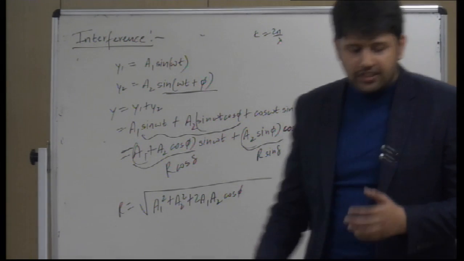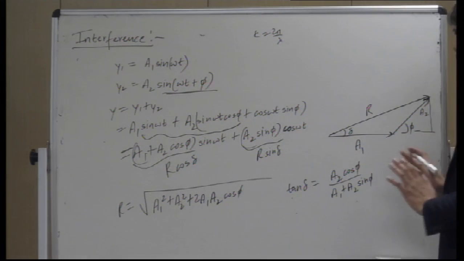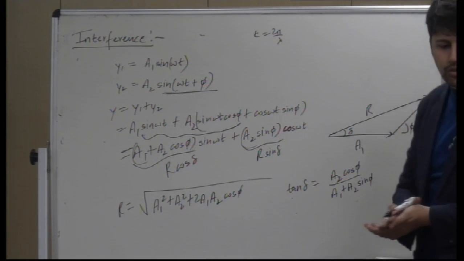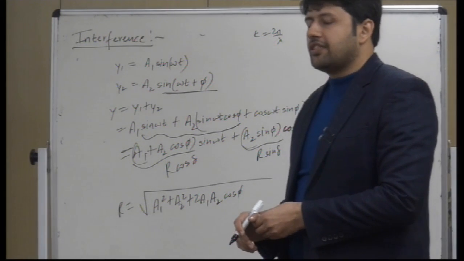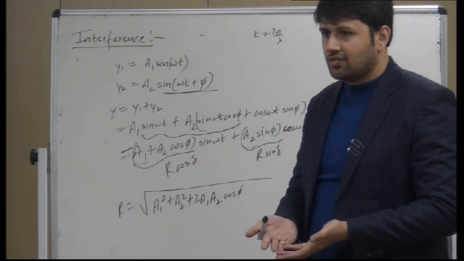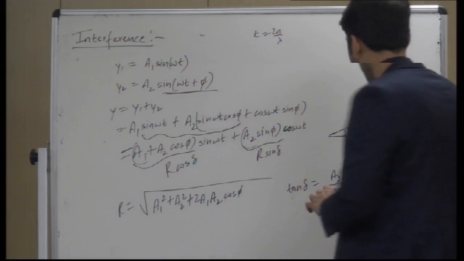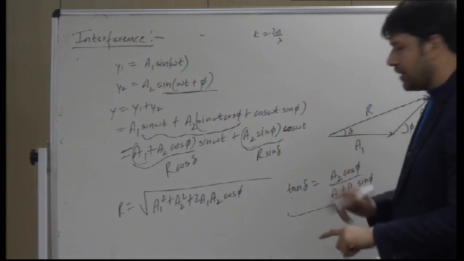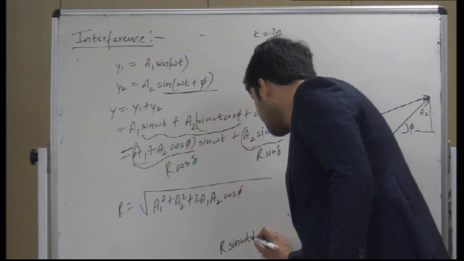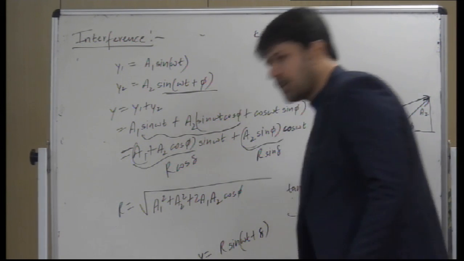So instead of going all the way like this, please use phasor notation for your exams. Even for school exams you can use it whenever you don't need to prove anything. For numericals you can use it directly. So the final wave would become R sin omega t plus delta. This is the final wave.